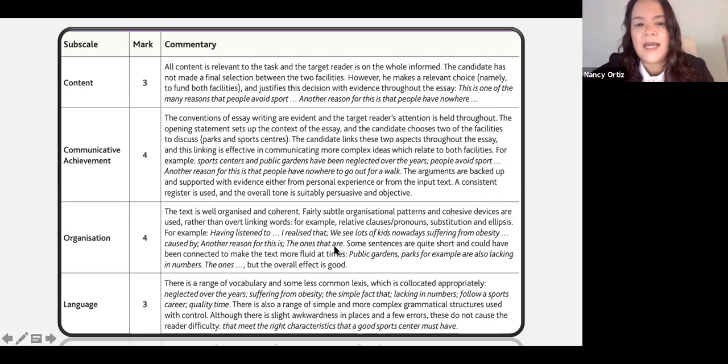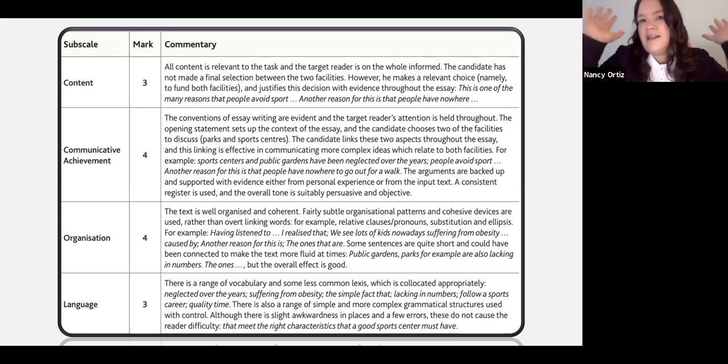The arguments are backed up and supported with evidence, either from personal experience or from the input text. A consistent register is used, and the overall tone is suitable, persuasive, and objective. Check. The difference here was the arguments were backed up and supported with evidence of self-experience. This is why I mentioned before, if you don't have that experience, lie. They don't know. But it's always well seen to believe, oh, the person connected with this. This is just a tip I'm sharing with you, but we find this better, okay?